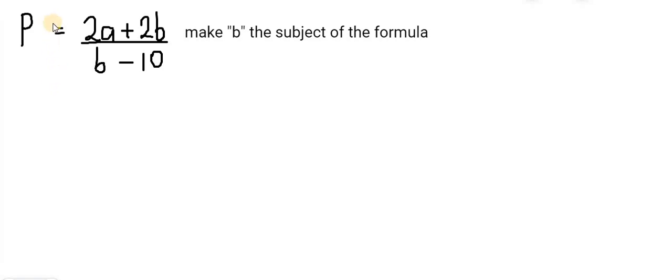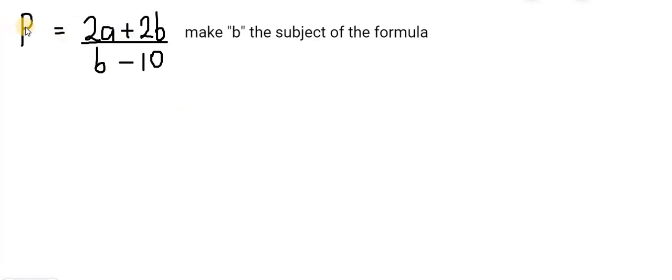P is equal to 2a plus 2b over b minus 10. Make b the subject of the formula. Now, this question is interesting because in the last question I said the first thing you want to do is get the subject on the same side to factorize out. But b is on the same side for both of them. The problem is it's not the way we want it. Because if you remember, in the first question, there were no fractions. It was flat. And that's the first thing we need to do. We need to make this flat.